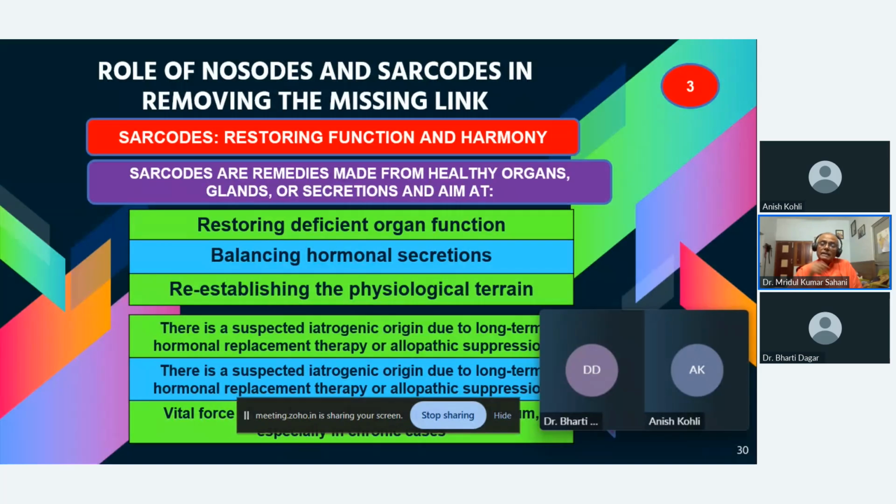So the difference between the sarcodes and the nosodes is that nosodes are able to remove the obstacles, and sarcodes are used to restore the harmony, the energy pattern of the case. They are the healthy secretions or healthy organs. So it is restoring the deficient organ function, balancing the hormonal secretions, and re-establishing the physiological balance. And there is an iatrogenic origin due to long-term hormone use. With this, you can remove it with the help of sarcodes.